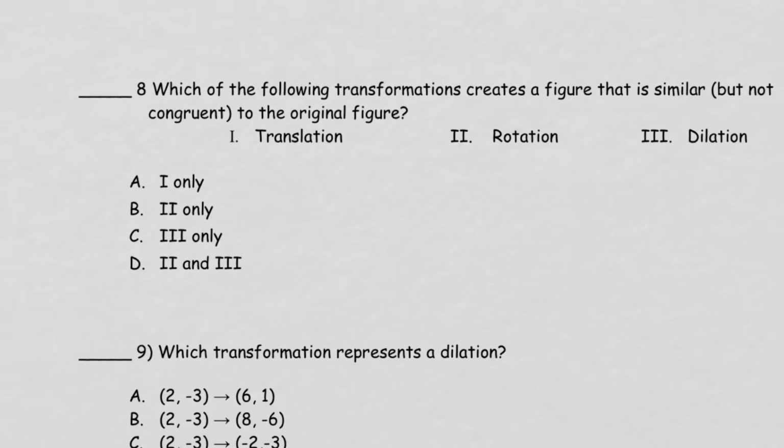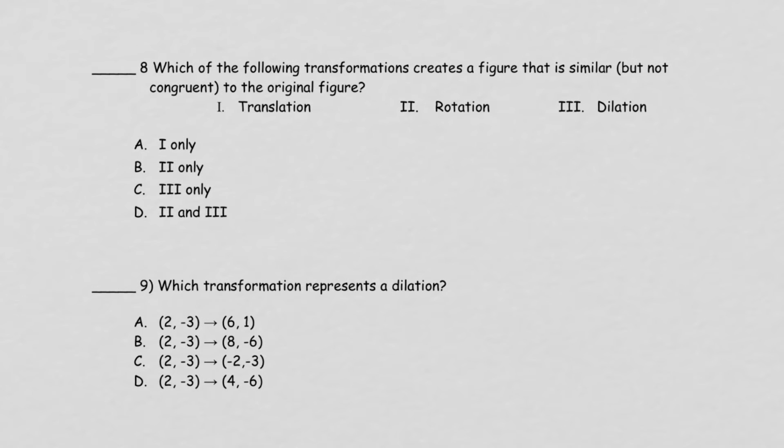Alright, now we have which of the following transformations create a figure that is similar but not congruent to the original figure. Translation is going to be congruent because you're sliding it, and that doesn't change the size or the shape. Rotation is going to be congruent because you're rotating it, and that doesn't change the size or the shape. So we're left with dilation, which is exactly what a dilation does: it creates a similar figure. The size will change, but the shape will stay the same. So that's got to be C.